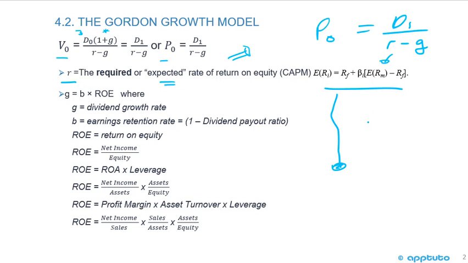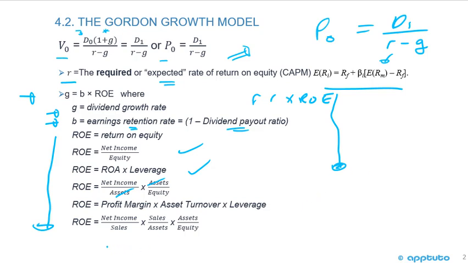We might have to calculate R first using CAPM. We might have to calculate then next G, and G, remember, is the retention rate times ROE. We saw that before, okay? G equals the dividend growth rate, and B, in this nomenclature, is the earnings retention rate, which is 1 minus the dividend payout ratio. And then ROE, of course, going back to our accounting, we can use the DuPont. So it's net income over equity. ROE is also equal to the return on assets times leverage, which is net income over assets times assets over equity. The assets cross out, again, net income over equity.